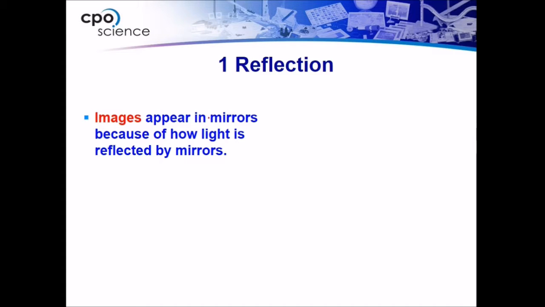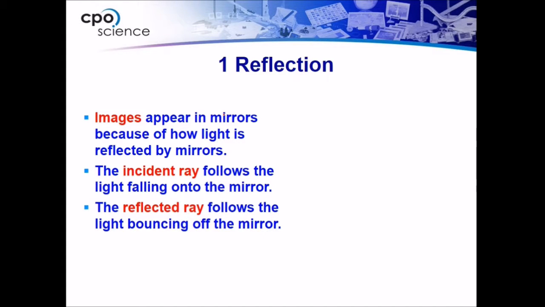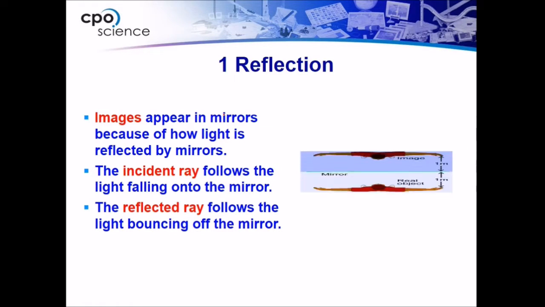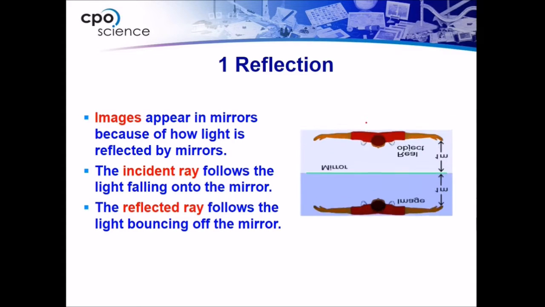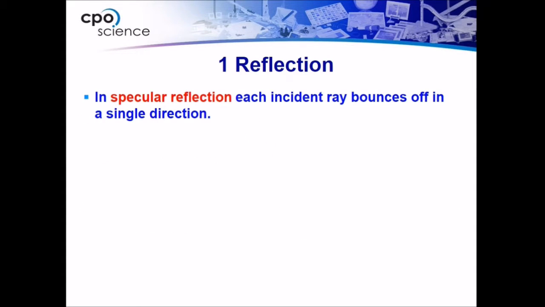So images appear in a mirror because of how light is reflected by mirrors. The incident ray is the light falling onto the mirror, and the reflected ray is the light bouncing off the mirror, like this. Okay? And in specular reflection, each incident ray bounces off in a single direction.